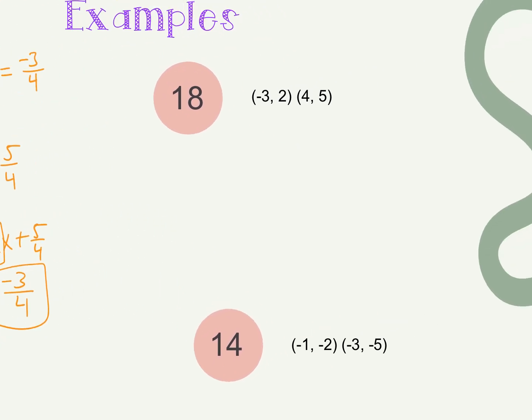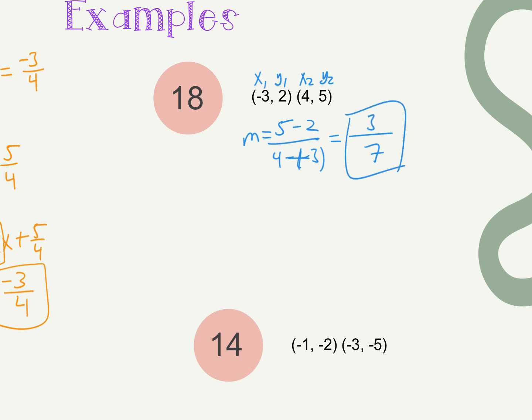Okay, next one. We have 2 ordered pairs. When we have 2 ordered pairs, we use the slope formula. So we get x1, y1, x2, y2. All right, so we get y2 is 5 minus y1 is 2, x2 is 4, and x1 is negative 3. Don't forget that negative. Don't make a little sign mistake. 4 minus negative 3 becomes 4 plus 3. So we get 4 plus 3 is 7 on the bottom, and then 5 minus 2 is 3 on the top. So we get our slope is 3 over 7.